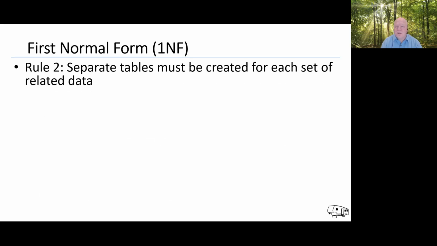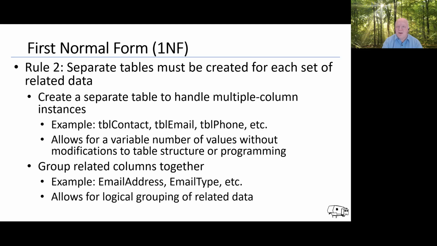The second rule is that separate tables must be created for each set of related data. So in other words, if I were to have the emails and the phones separated, I would want to put that into another table. And so I do that by creating a contact table, and then I have an email table and a phone table so that I can have multiple values for each of those different types. And it allows for a variable number of values.